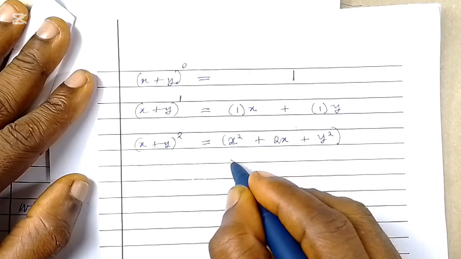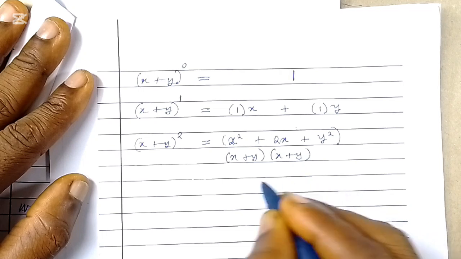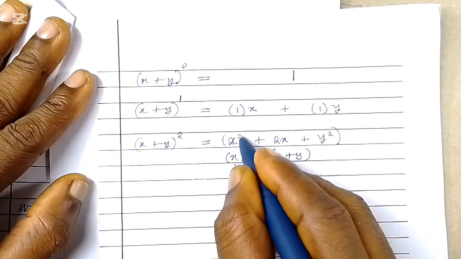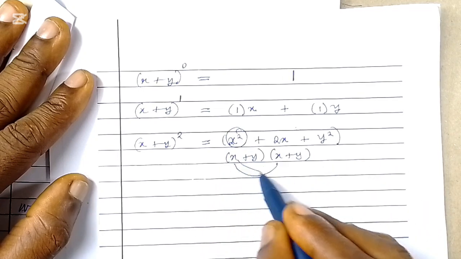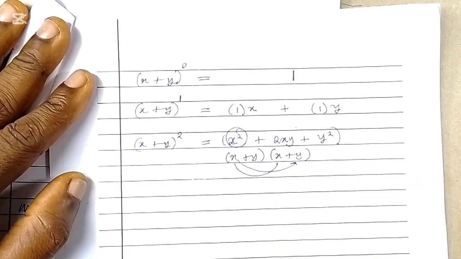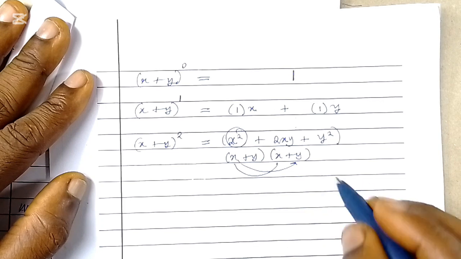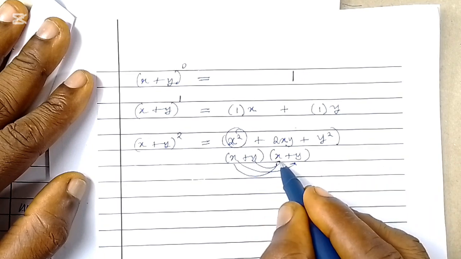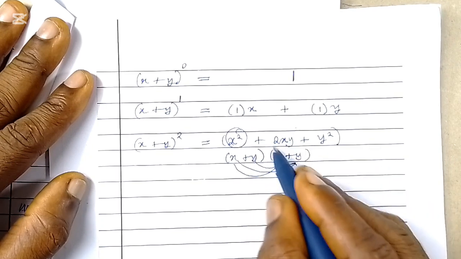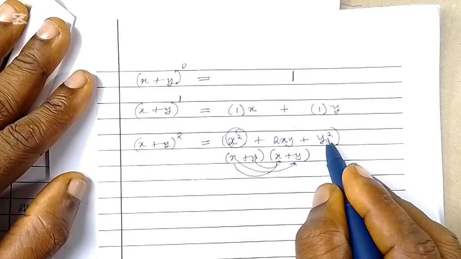And how would you obtain this? It will be from x plus y multiplying x plus y, like we did earlier on. X multiplying x to give you x squared, x multiplying y to give you xy, and the y multiplying x to give you xy again, added together giving you 2xy, and y multiplying itself to give you y squared.